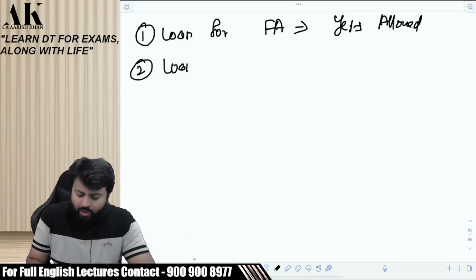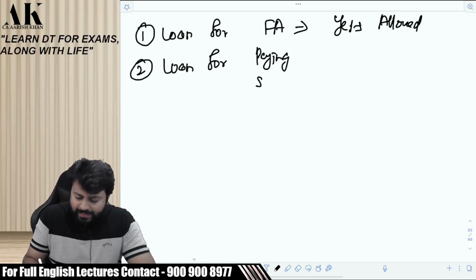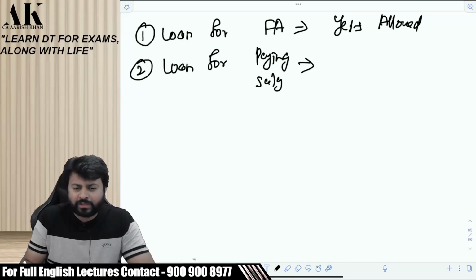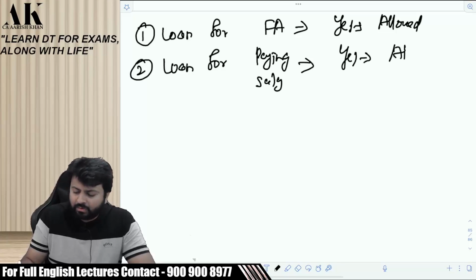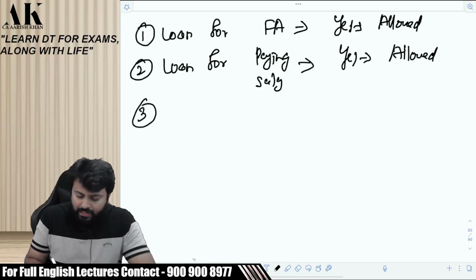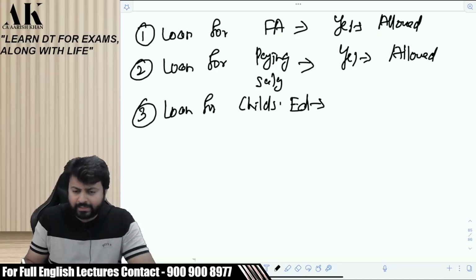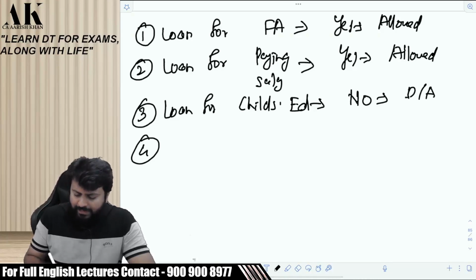Second, I'm taking a loan for paying salary to employees. Can it be said that I'm taking the loan for the purpose of business and profession? Yes, allowed. I'm taking a loan for my child's education. Can it be said that I'm taking the loan for the purpose of business and profession? No, disallowed.